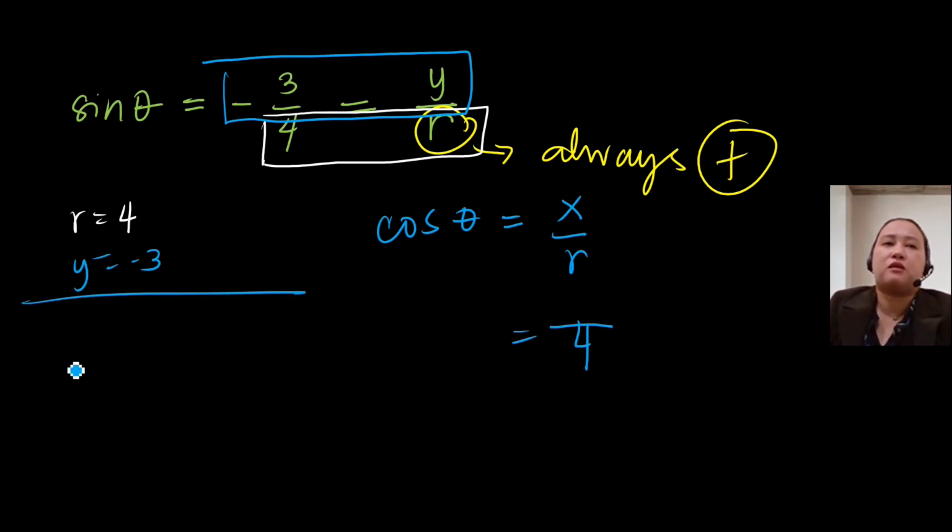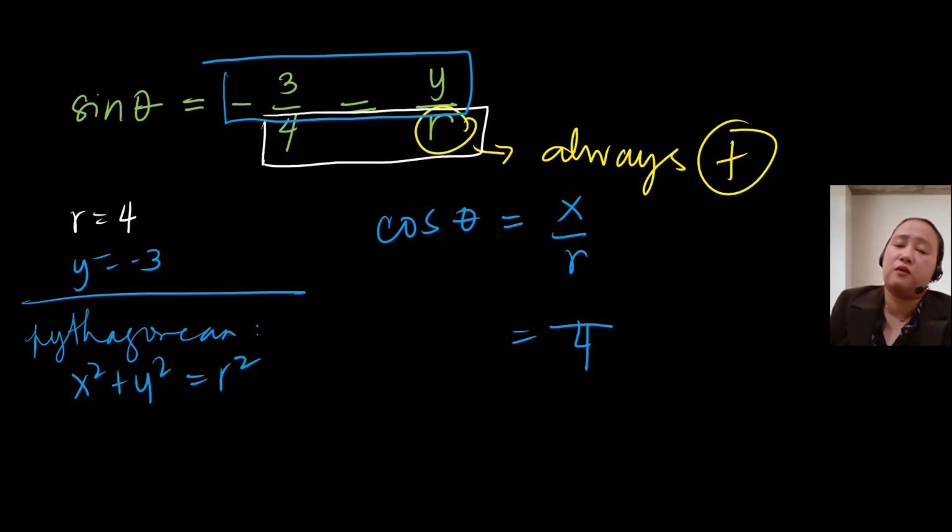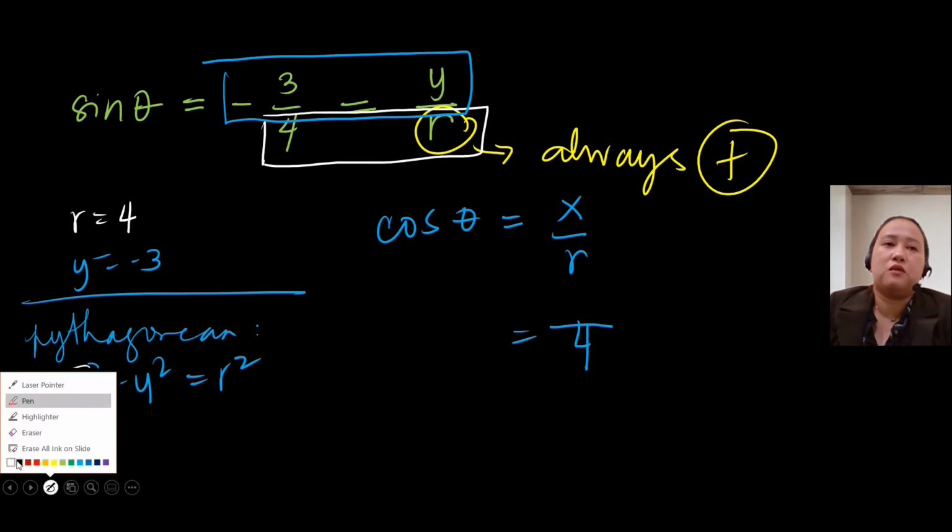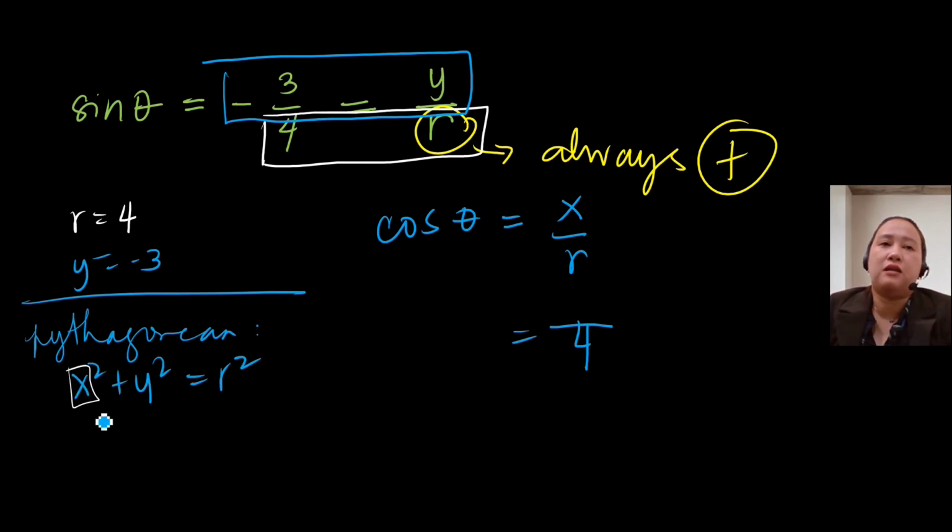So in solving for x, we're going to apply the Pythagorean theorem. In the Pythagorean theorem, remember that x squared plus y squared equals r squared. The other way around, we can also write this as r squared equals x squared plus y squared. Okay, so what we need is the x. We need the x. So we're just going to transfer y squared to the other side.